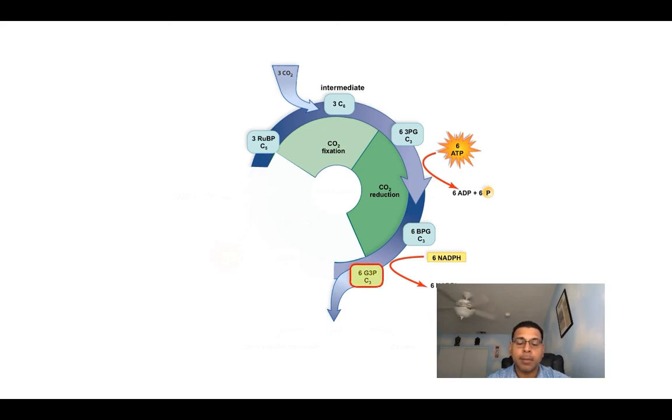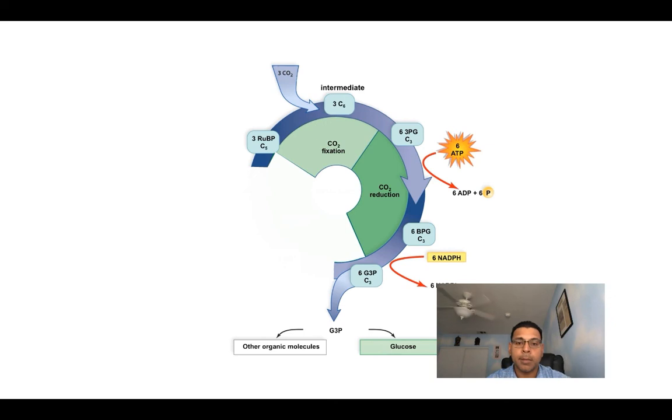G3P is an important intermediate of the Calvin cycle, since it is the precursor for the formation of many organic molecules, including carbohydrates such as glucose. At this stage, the plant has successfully harvested the energy from the sun and used it to reduce carbon dioxide gas to form carbohydrates.